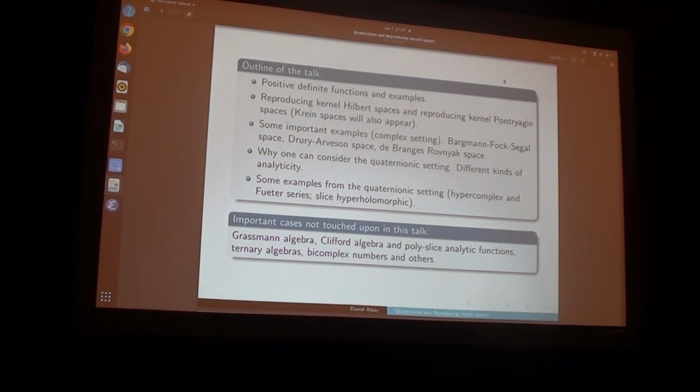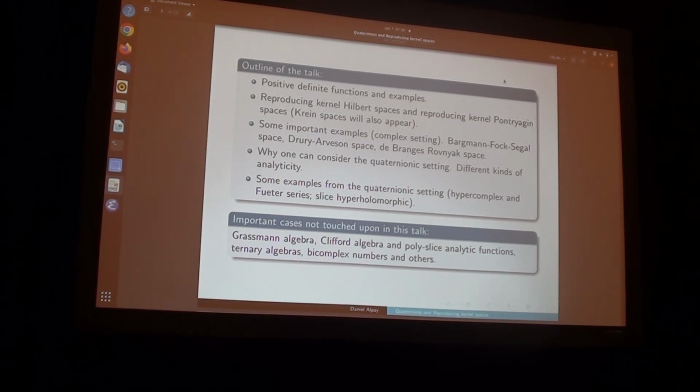So this is really the idea: to present a number of problems in complex analysis, explain why it works, why one can extend it to the hypercomplex setting, and give examples. I would like to mention that there are a lot of other possibilities which I will not mention, like Grassmann algebra, Clifford algebra, and the like. Here I will focus really on quaternions and two kinds of analyticity.